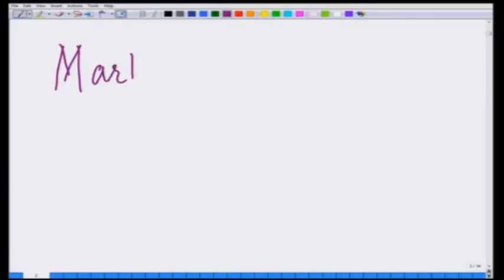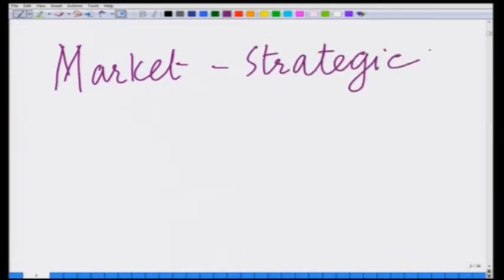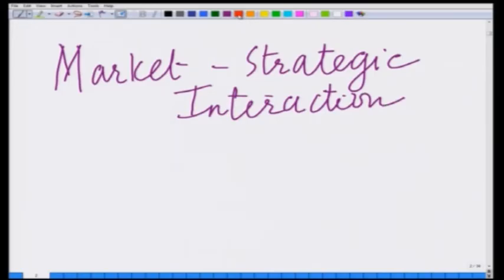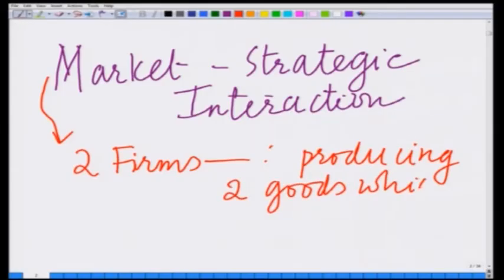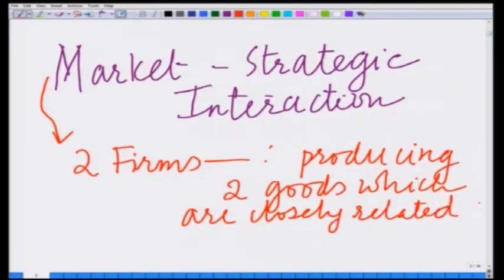So the scenario that we are going to consider is a market game, a market based strategic interaction, a competition between two firms which are producing two goods which are closely related, such that the consumers can substitute one good for the other, that is, the consumers do not have a strong preference for one versus the other.